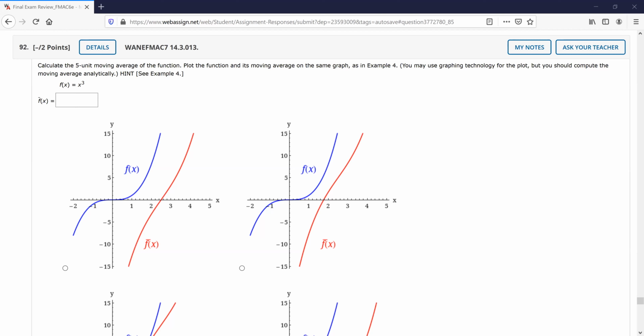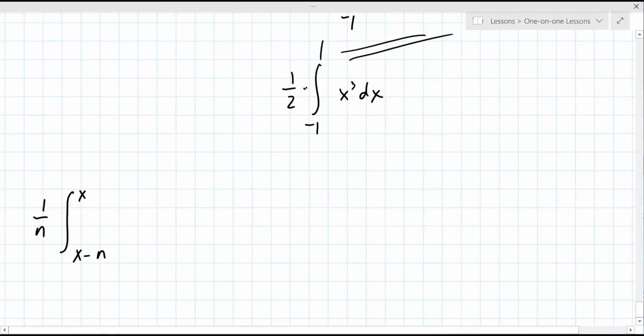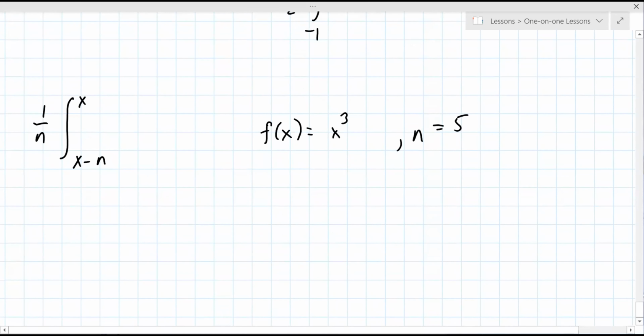Okay, so I found it. I'm going to share my screen. So your problem is you're integrating f of x equals x third with a 5-unit average, so n equals 5. So since n is 5, it's 1 over 5 integral x minus 5 to x of x third dx.